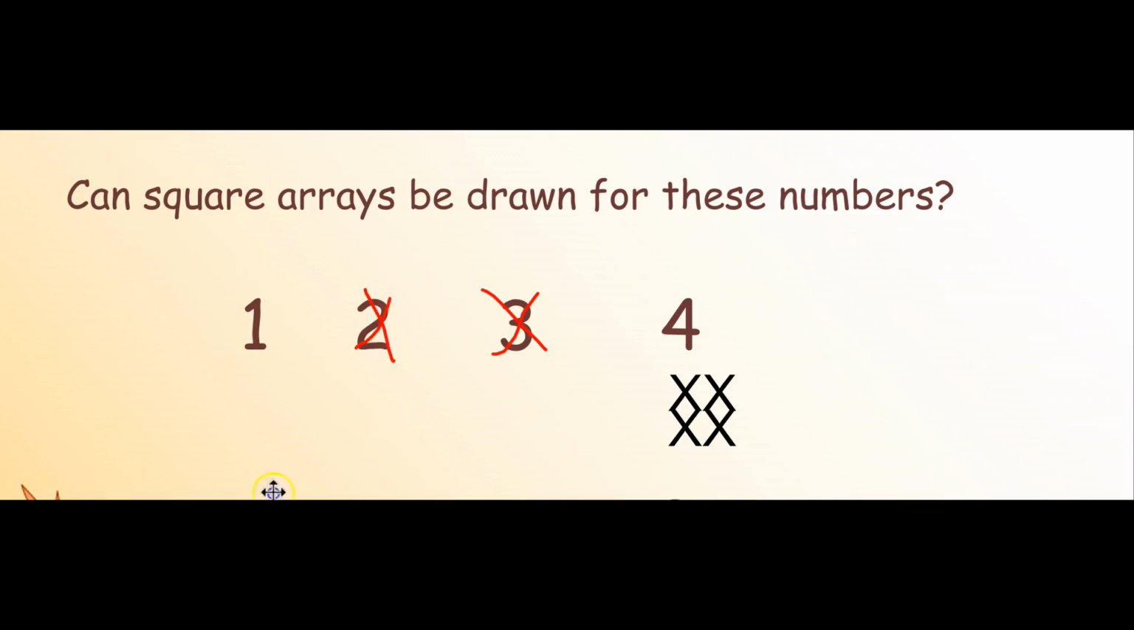Did you say 1 is a square number? Well, it is. I have 1 row with 1 in that row. My number of rows and my number of columns are the same. So number 1 is a square number. My first square number is 1. The next square number we have is 4.